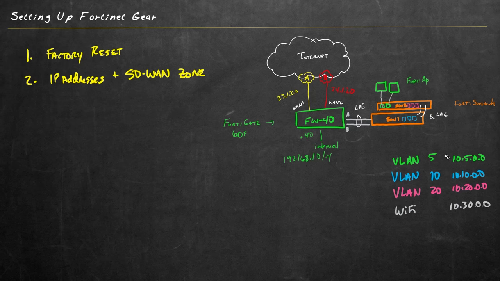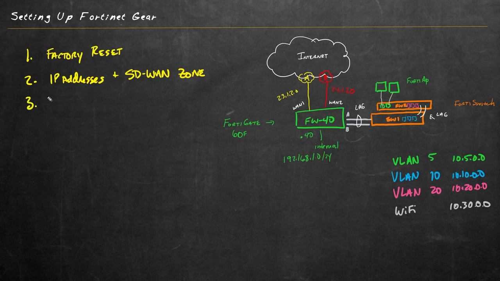And then when we set up VLAN 5 and VLAN 10 and VLAN 20 and the Wi-Fi network, we'll also use the last octet of .40 for each of those networks here at the FortiGate. And as we configure the VLANs and the Wi-Fi network, we'll also configure our FortiGate to act as a DHCP server to hand out IP addresses dynamically to both the access points and to devices that connect to these ports in VLAN 10 and 20.